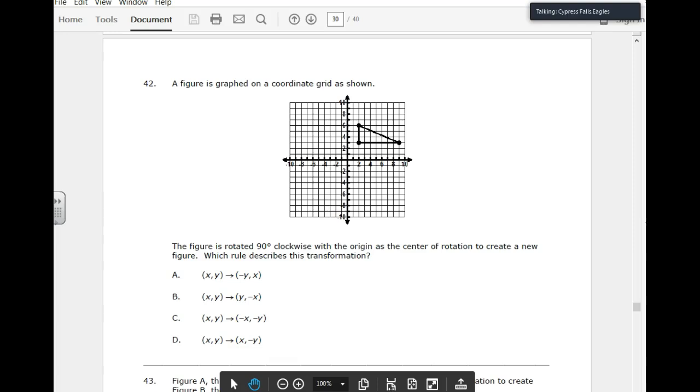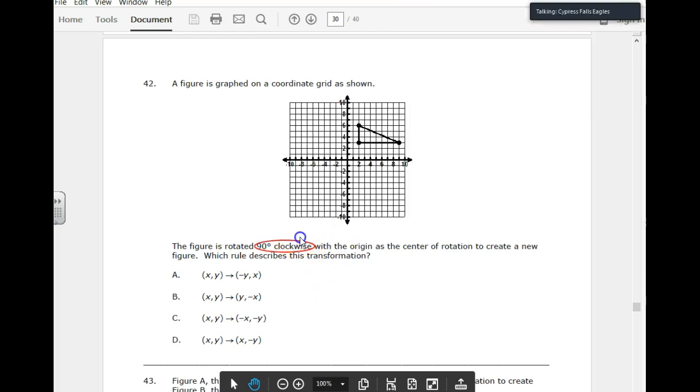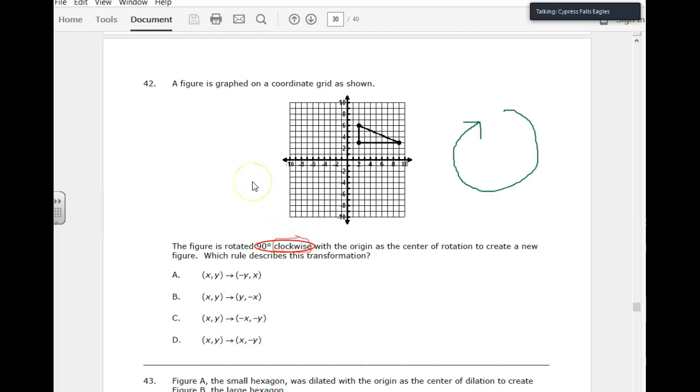Almost every student missed this one, and I'm guessing it's because of the word clockwise, because we definitely learned this in class, in my class. A figure is graphed on the coordinate grid. The figure is rotated 90 degrees clockwise with the origin as the center of rotation. What rule describes the transformation?